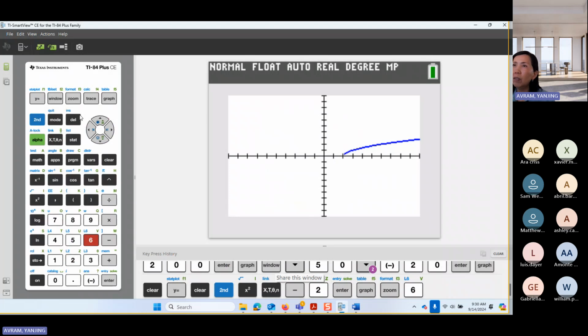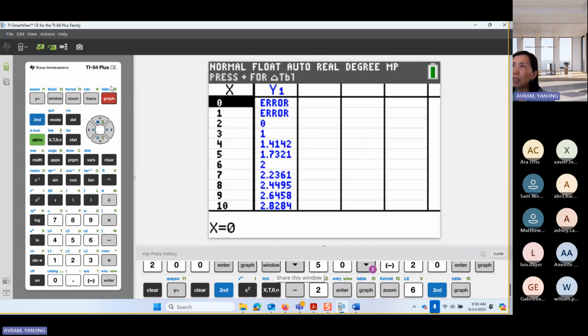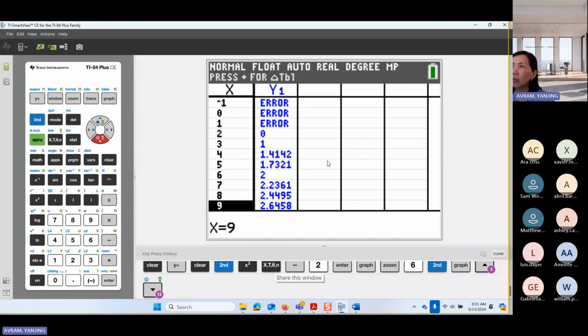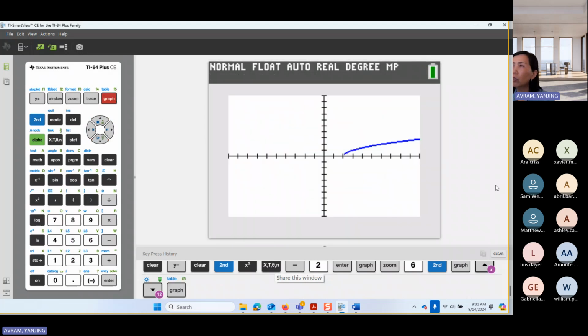If you use the second graph, you can see the table. When x is less than 2, these are all giving you an error. So that means the minimum value for x should be 2. When x equals 2, y will be 0, and then y keeps increasing from here. You can keep going on and on. So that is the domain. Domain is the x value that you can see from the graph. So my domain is from 2 to infinity.